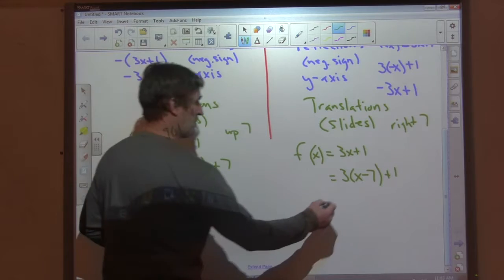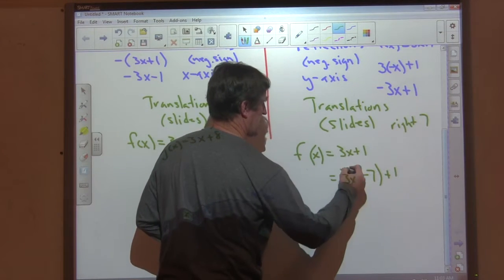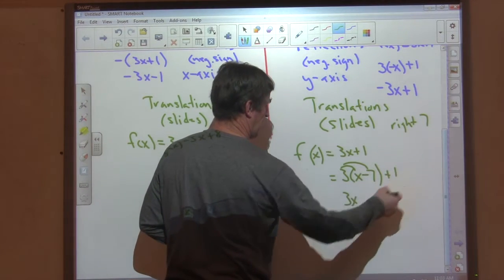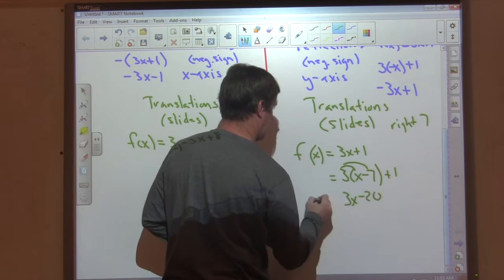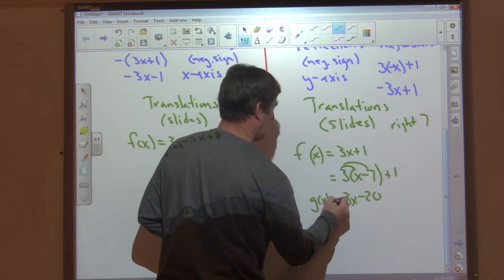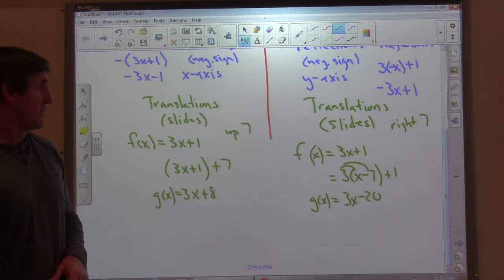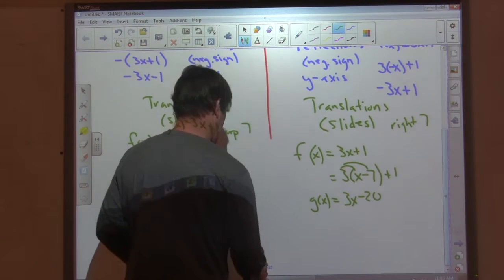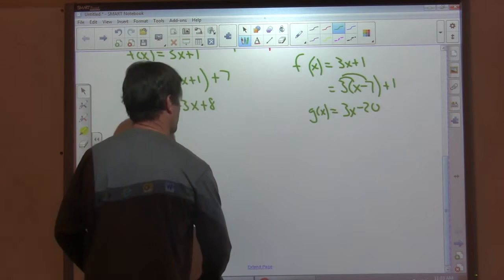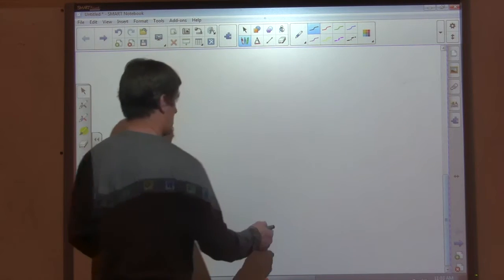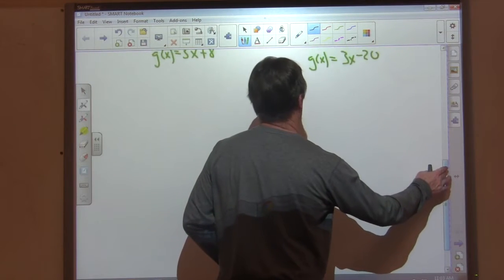And then if I wanted to simplify that, that would be 3x, and then minus 21 plus 1 would be a minus 20. And that would be what our new function would simplify to. So that's translations. And then the last thing that we did was stretches and compressions, or shrinks.